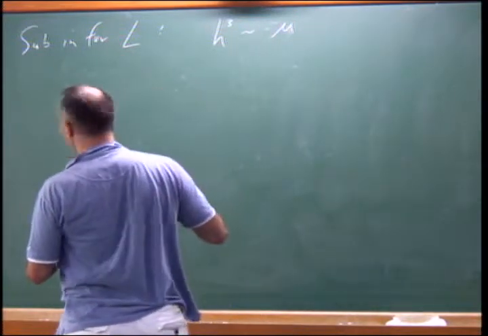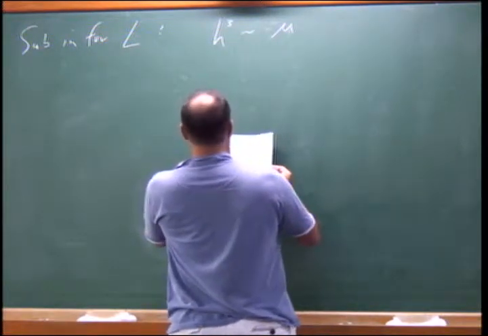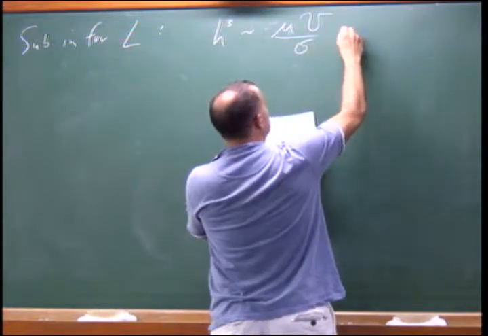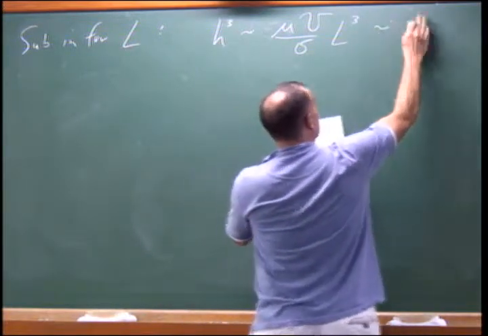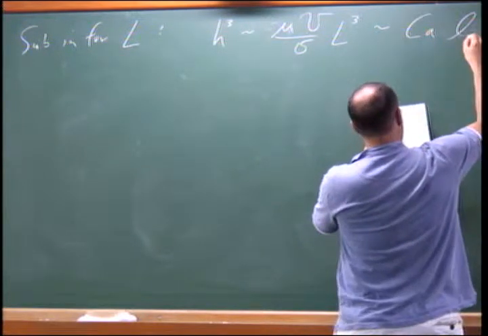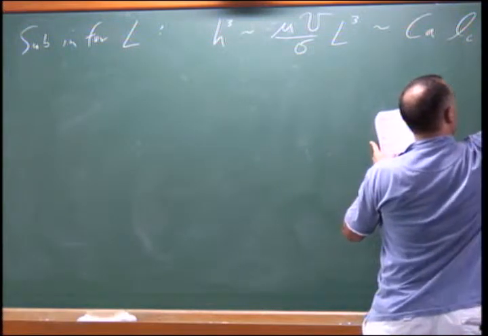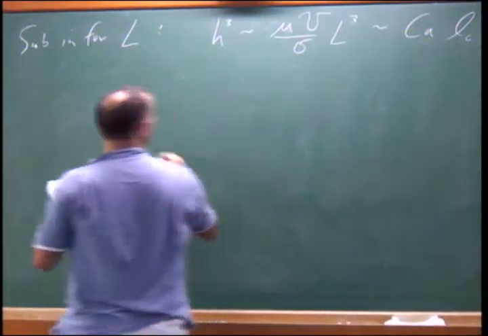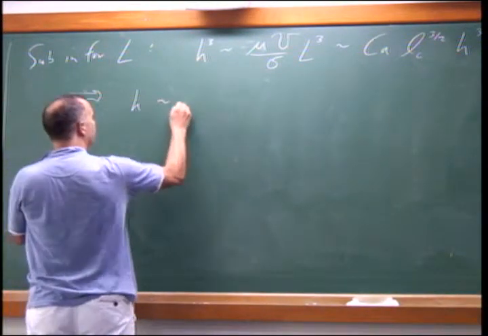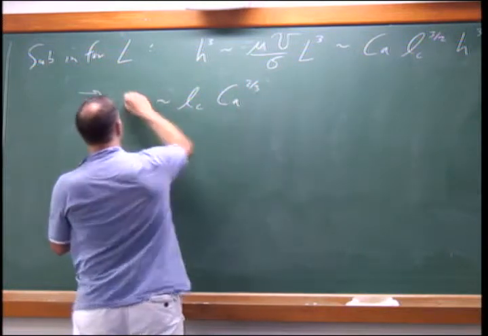Okay, so if we substitute in for L, we're going to get a new scaling. So we get the capillary number, l_c to the 3 halves, h to the 3 halves. Okay. Gives us the following scaling. h goes as l_c, capillary number to the 2/3.